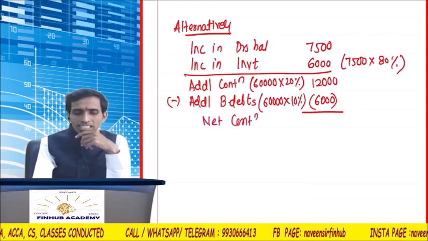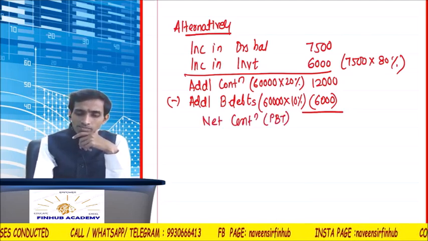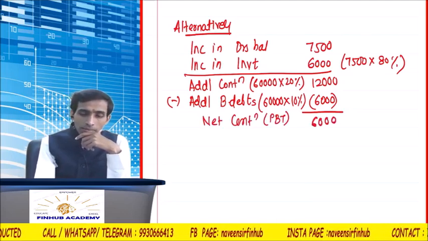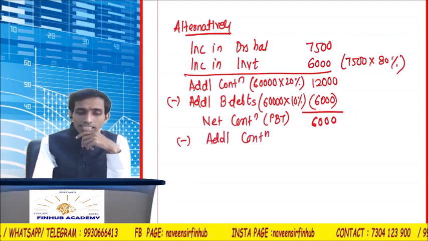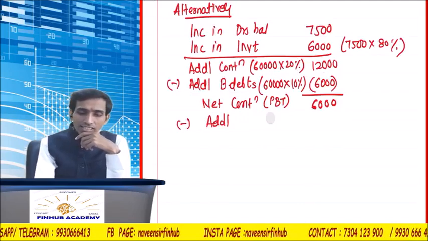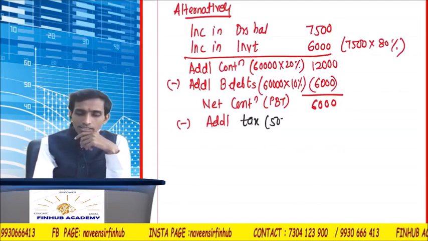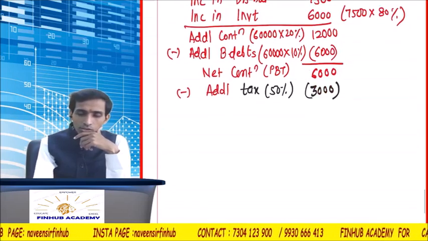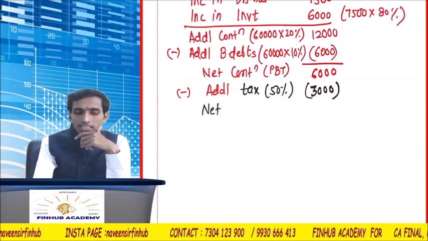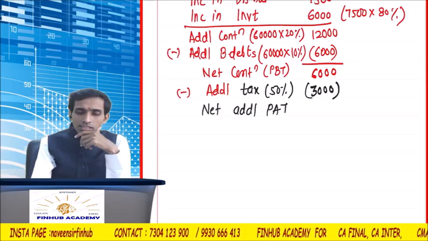So I used to get net additional contribution, that is PBT. For our reference, it is PBT here. So this is how much? 6,000. Minus additional tax, because I want after tax. How much is the tax rate? 50%. So it will be 3,000. So net additional PAT, or contribution after tax, will be 3,000.